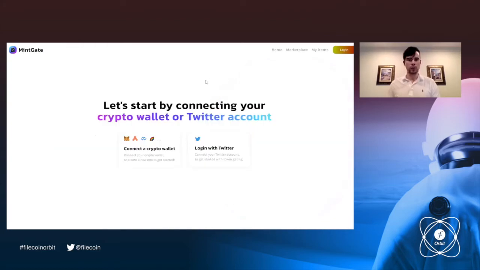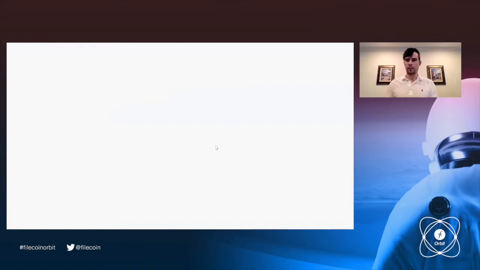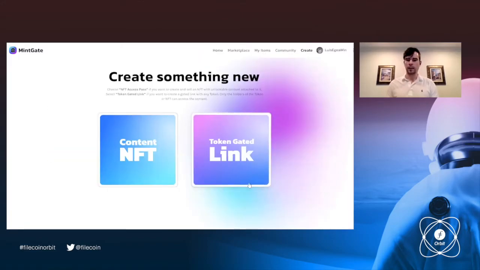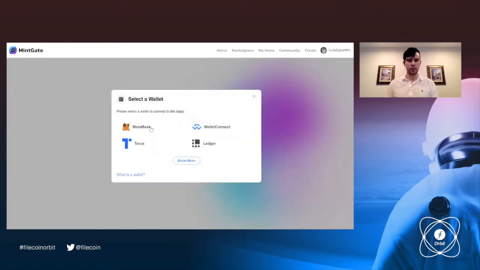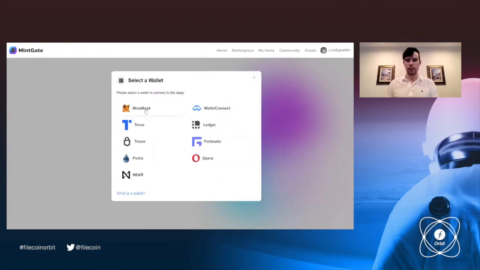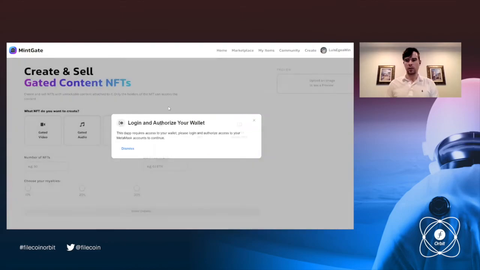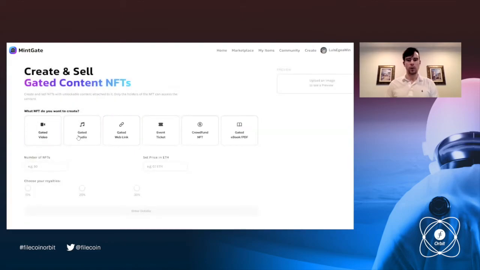So what you would do is you click login, and you can log in using your crypto wallet or log in with Twitter. After you log in, you'll have the option to be able to create. You can create a token gated link for an NFT that you already have, or create a new NFT with zero gas costs and add a gated link to it. At this point, you'll need to connect a wallet. We have support for a variety of kinds. And once you're connected, you'll be able to choose what kind of NFT you want to create.